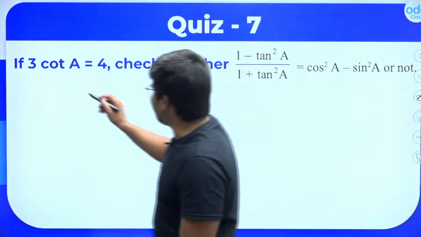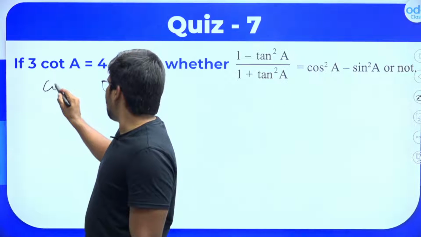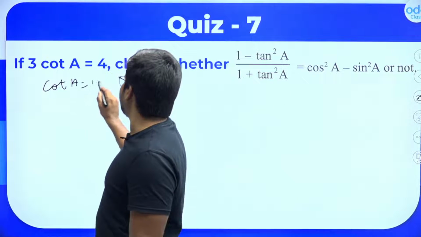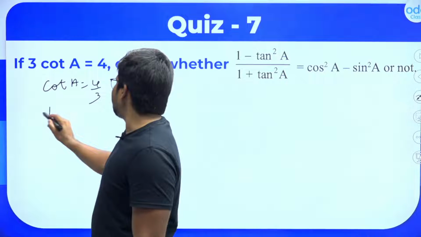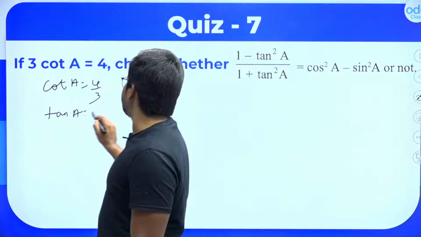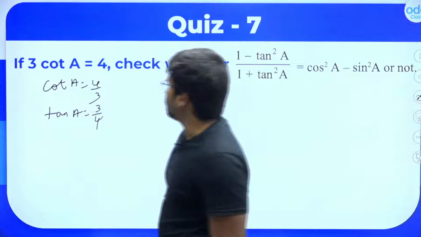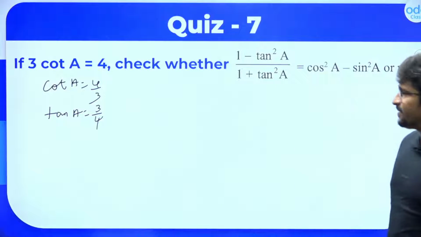Okay. So what is given? 3 cot A is 4. So what is cot A from it? Cot A is 4 by 3. So what is tan A then? Tan A should be the reciprocal of it, which is 3 by 4. Clear to all of you? Tan A is 3 by 4.